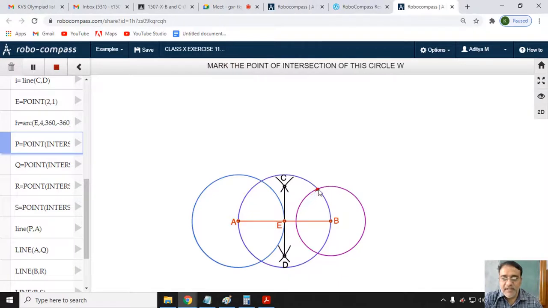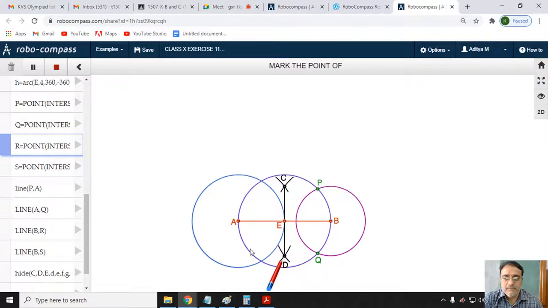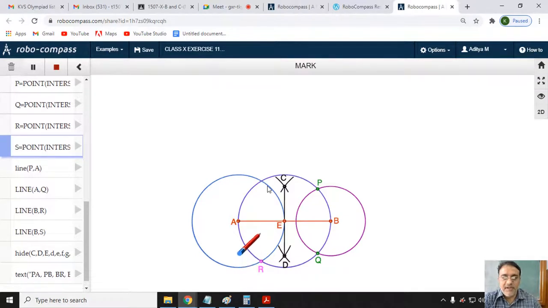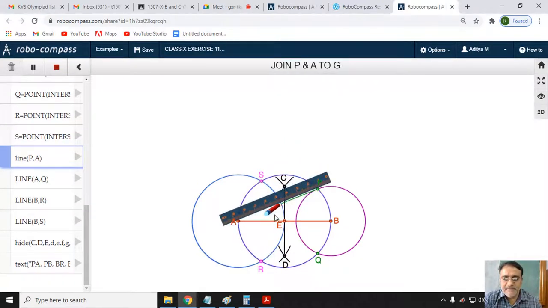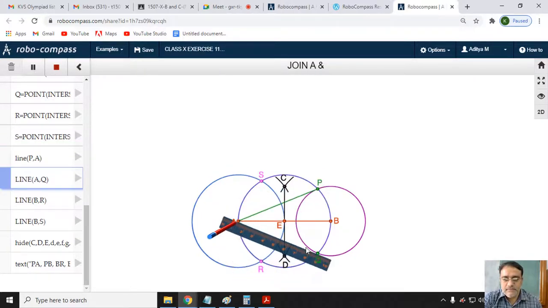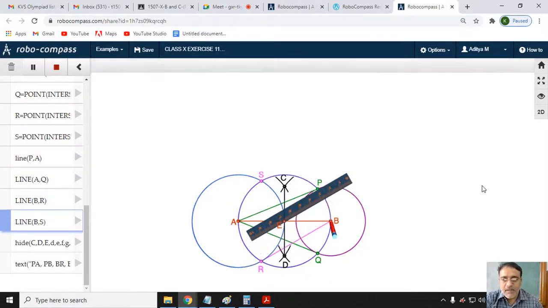Okay, इसको P ले रहे हैं, इसको Q लेंगे, and this will be R and this will be S. R, S. Then after that we will join AP and AQ, then BR and BS.